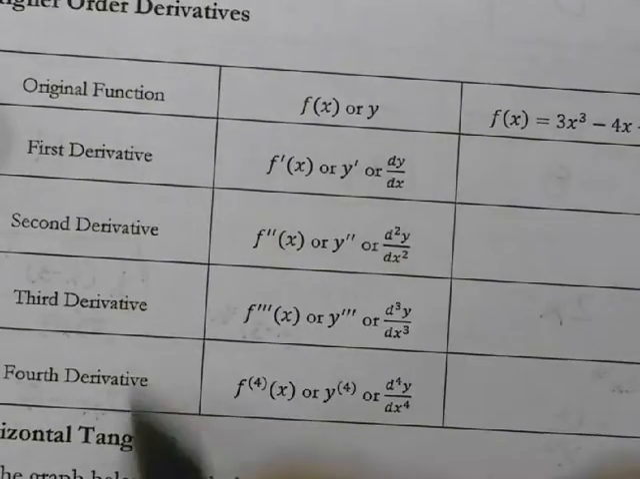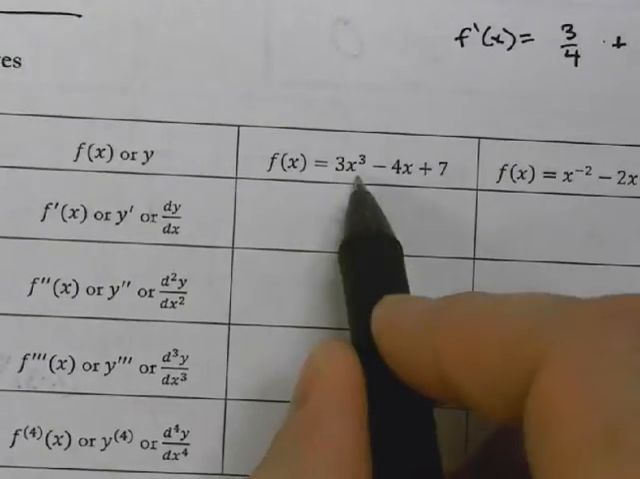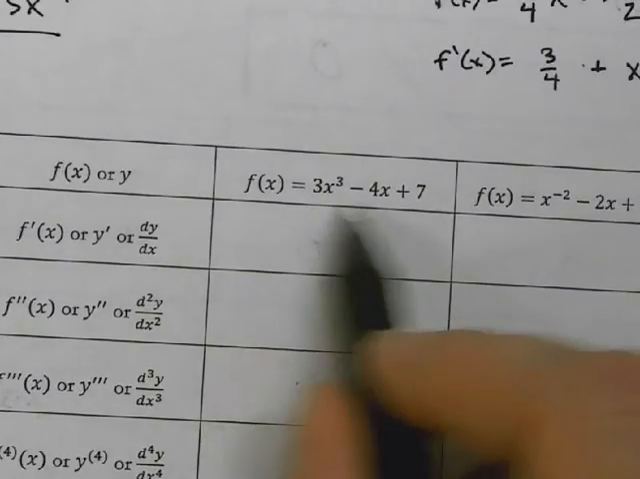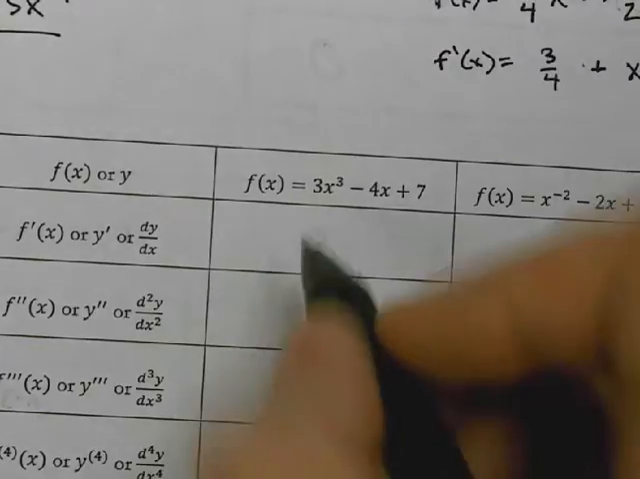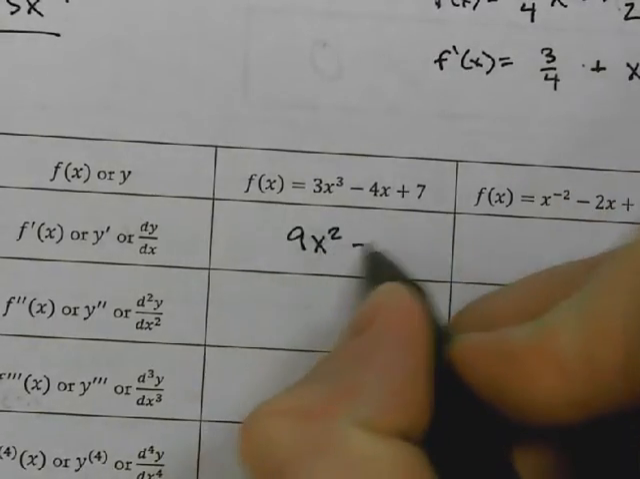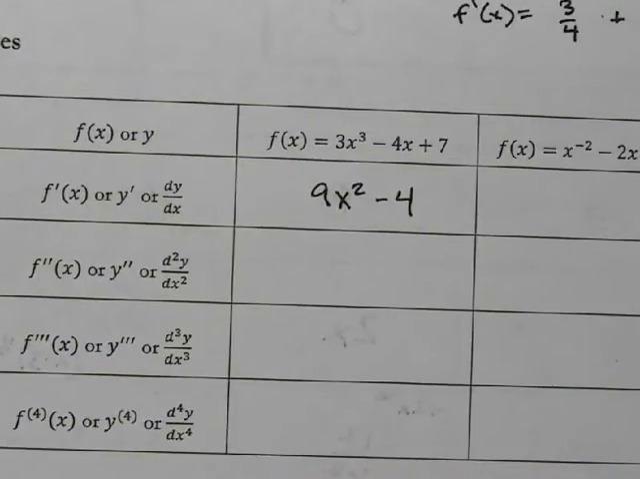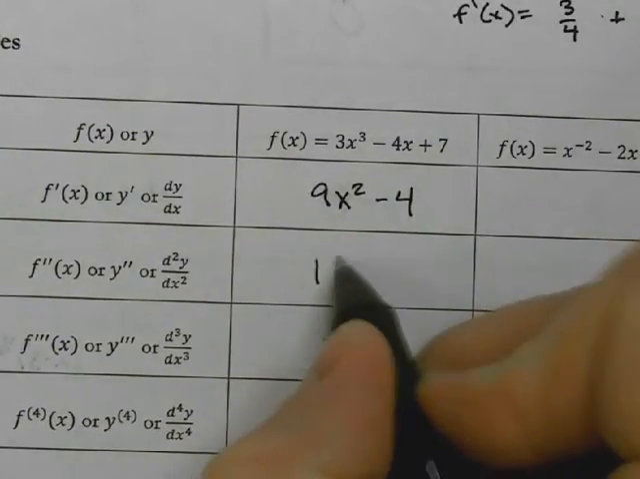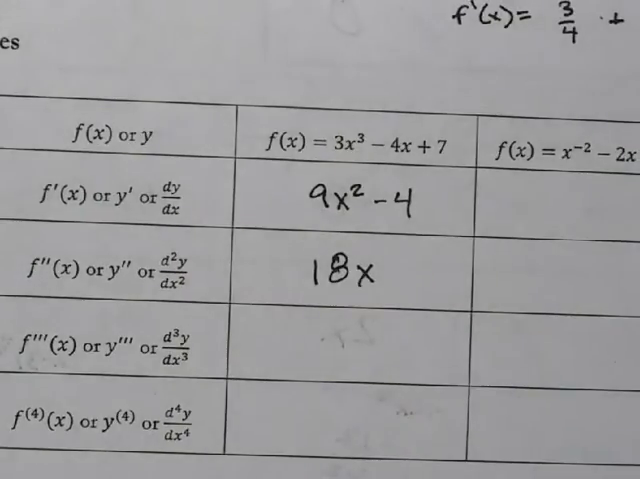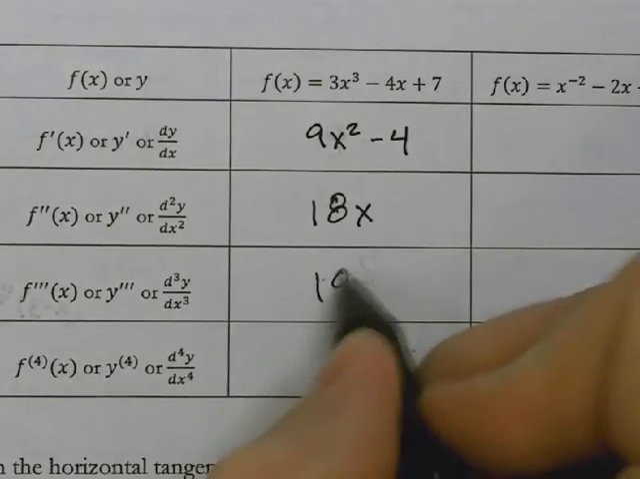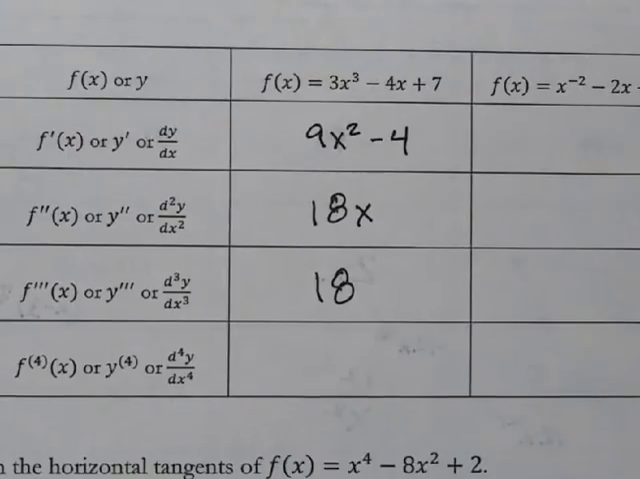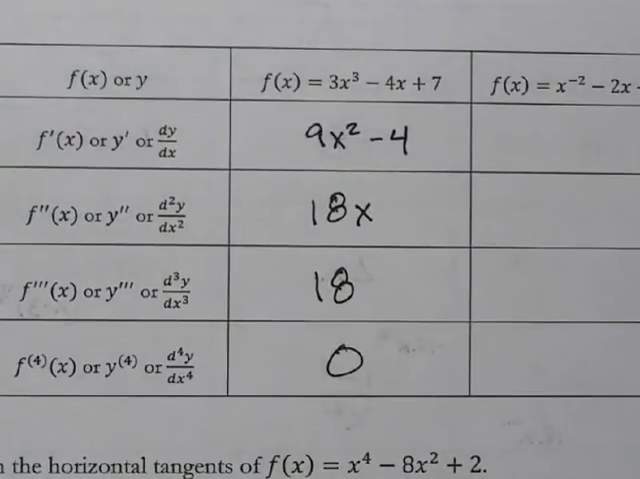So, derivative of this, you guys should be getting pretty quick at this, would be 9x squared minus 4. What's the derivative of that? What's the derivative of any constant? Easy enough. Try the next one.